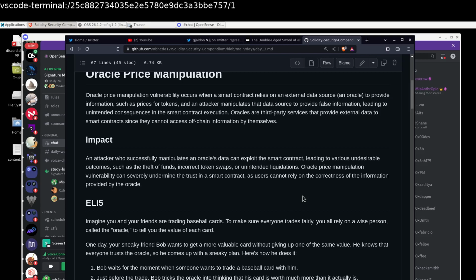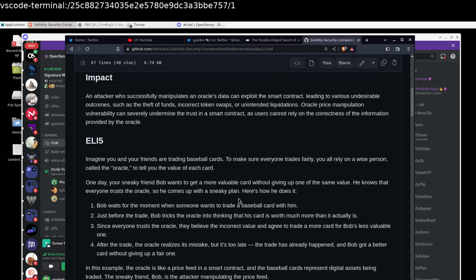Such as prices for tokens, an attacker can manipulate that data source to provide false information, leading to unintended consequences in the smart contract execution. Oracles are third-party services that provide external data to a smart contract since they cannot access off-chain information by themselves. An attacker who successfully manipulates oracle data can exploit a smart contract, leading to various undesirable outcomes such as theft of funds, incorrect token swaps, unintended liquidations.